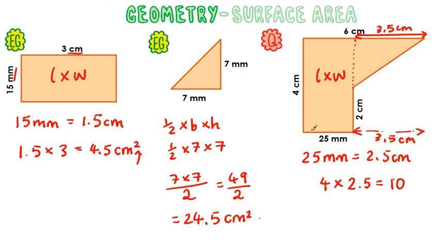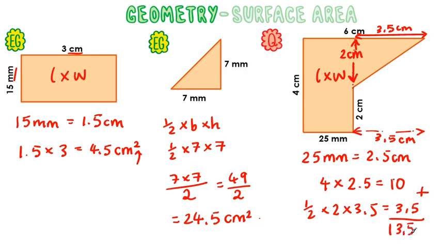The whole length here is 4 centimeters, and this part of it is 2 centimeters, which means that just this bit must also be 2 centimeters, because they need to add up together to give you 4. Okay, so now we've got those 2 values. We are just going to do a half times 2 times 3.5, and that gives us 3.5. The last step then is just to add them both together. 10 plus 3.5 gives us 13.5 centimeters squared.